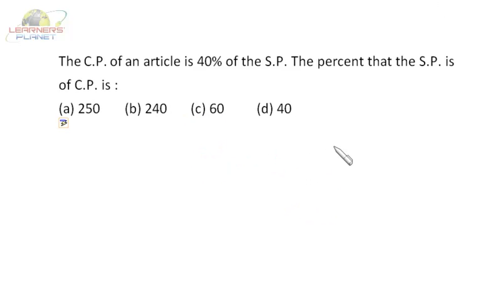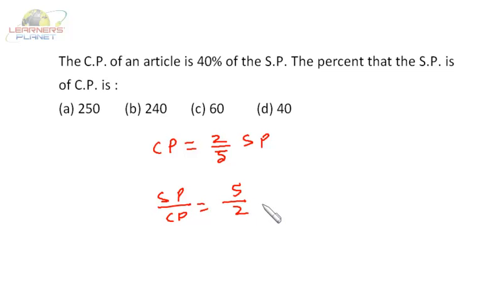Now once again the similar concept. The CP of an article is 40% of the SP. That means CP is equal to 40% of SP, and 40% is what? 2/5. So SP by CP is 5/2, isn't it? So it is how much extra from 1? That is 2.5, which is 1 plus 1.5. So the profit part is 1.5. That means it is 150%.